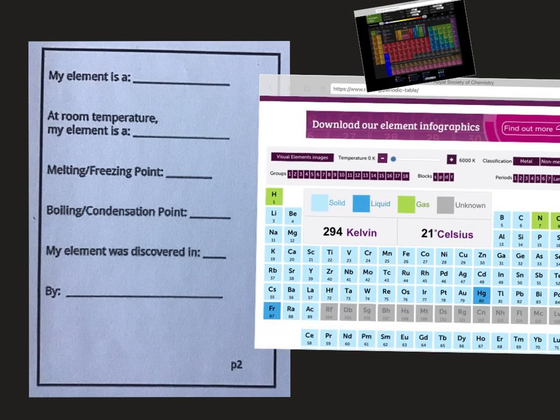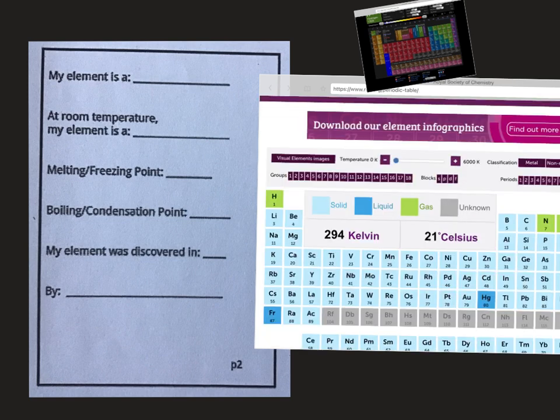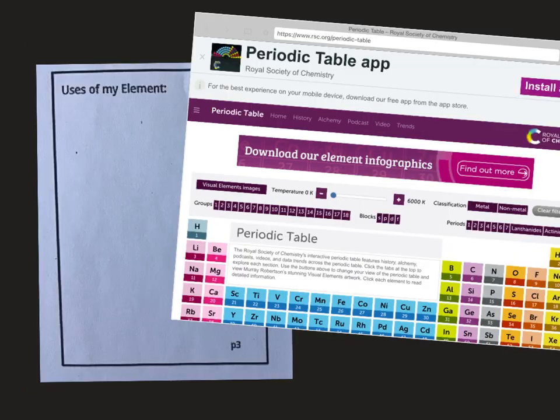And when you play around with that, you see that we have these different colors lighting up now. And I would find strontium number 38. Whoops, I just clicked the wrong one. Strontium number 38. And it's light blue, so that would be a solid at room temperature. So at room temperature, my element is a solid. Okay, we're getting there. Hopefully at this point you are comfortable with the RSC website.